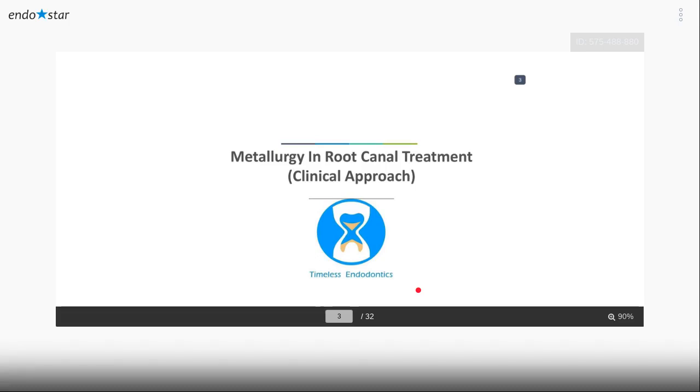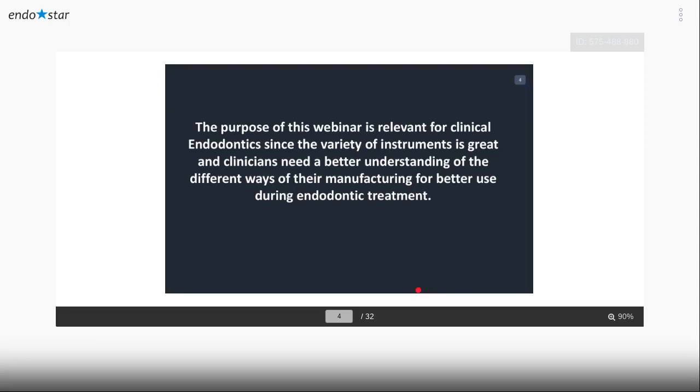Our title today is Metallurgy in Root Canal Treatment from the Clinical Approach, which means the purpose of our webinar today is relevance for clinical endodontics. How can we connect understanding the dental material with our daily practice in root canal treatment?